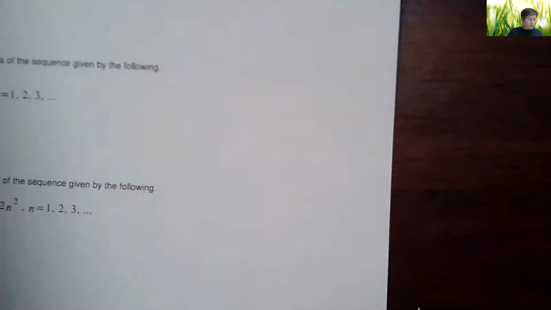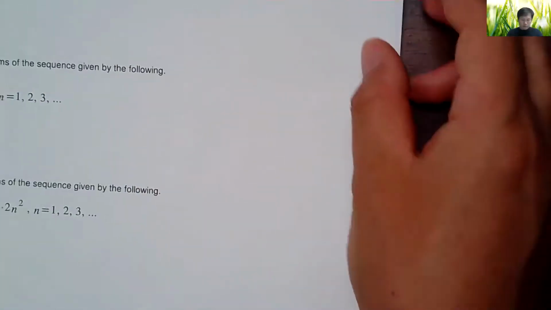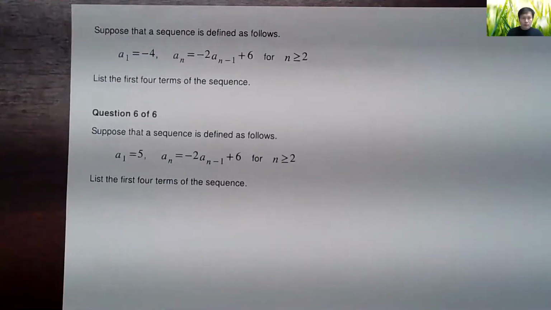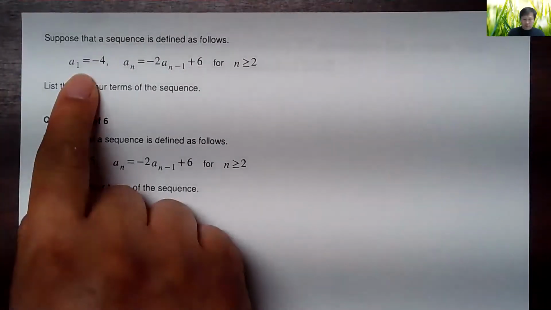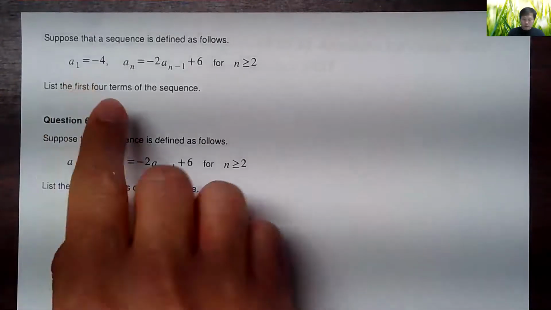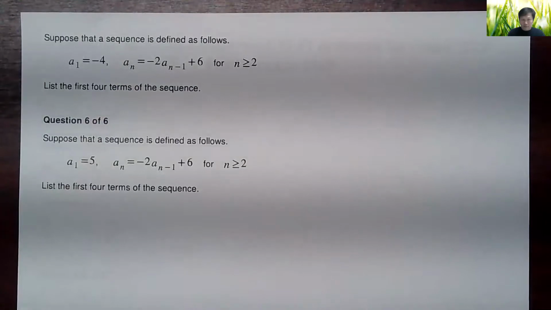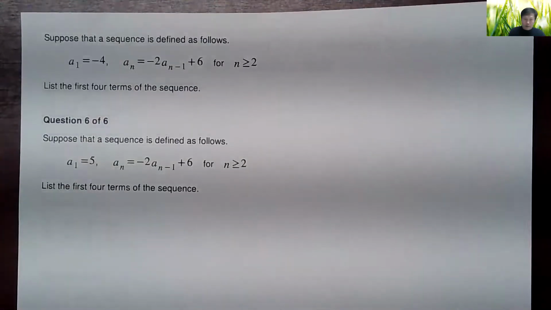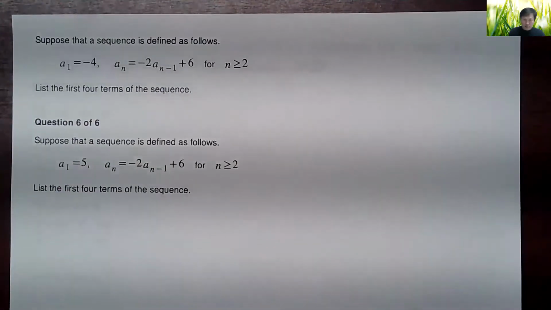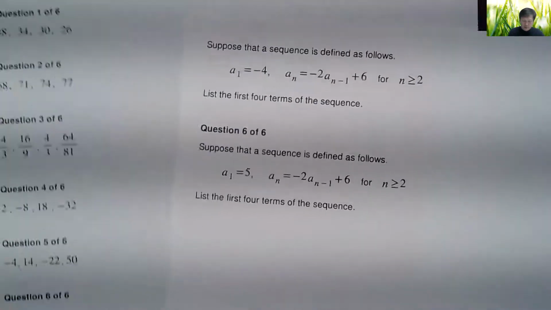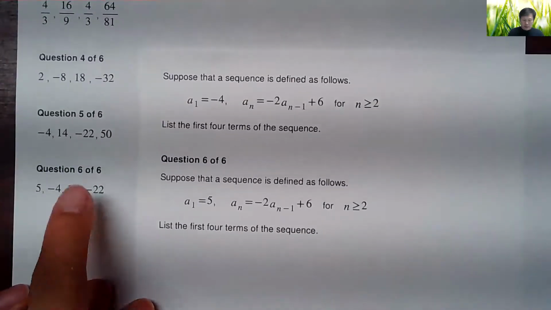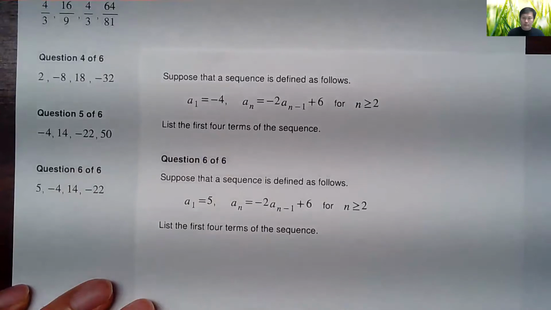So you should try pause it. That's the a sub 1, and this is the recursive rule. You should try it. And here are the answers. Pause it, try. And these are the answers for these two questions.